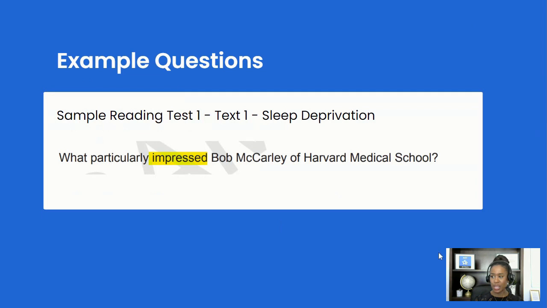Here's an example of a question from OET Reading Part C, and it actually comes from the sample reading test on OET.com, and it's test one, text one, sleep deprivation. And here you can see the question revolves around what impresses Bob McCarley. Okay, so this is how he feels about something. So this is not factual information. This is more based on Bob McCarley's feelings on something.